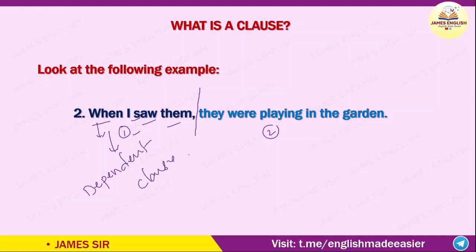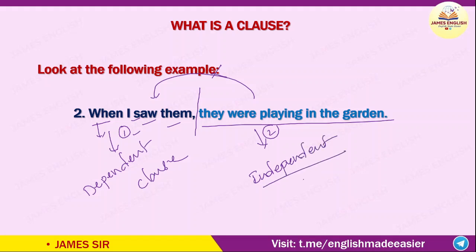Then look at the other part. They were playing in the garden. Does it give complete sense? Yes. It doesn't have to depend on this part of the sentence. Hence it is known as independent clause. Independent clause is also known as main clause. It is also known as principal clause.